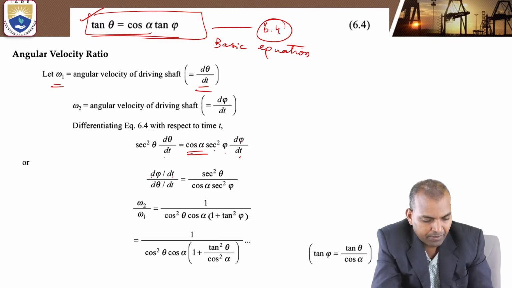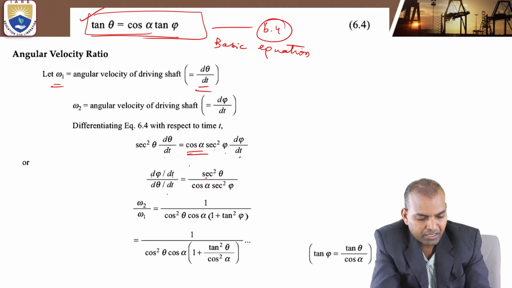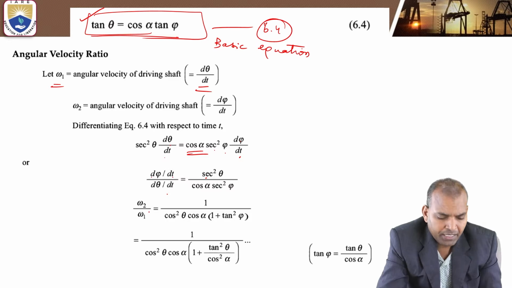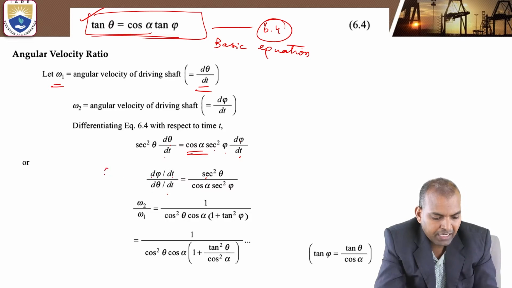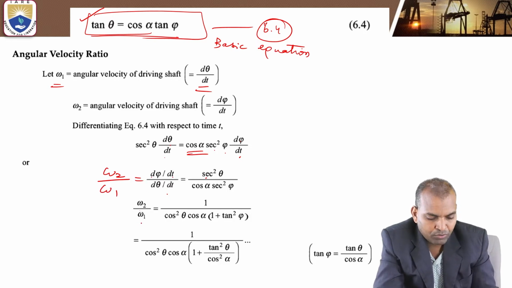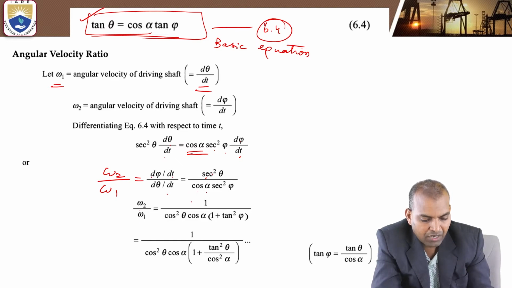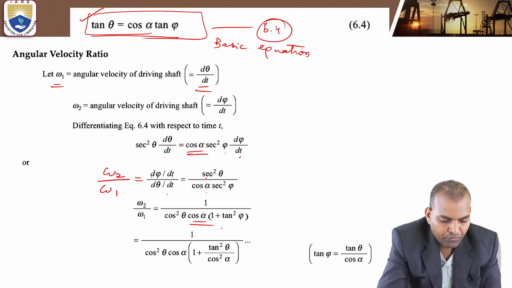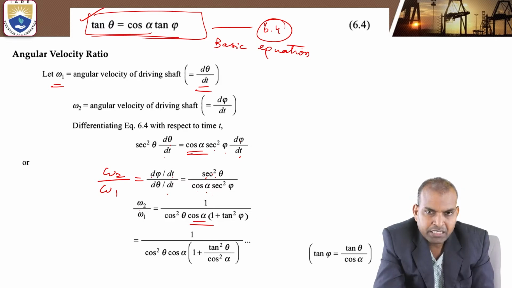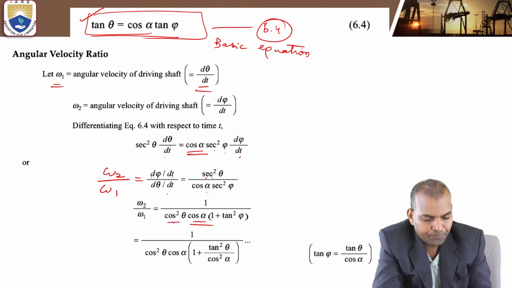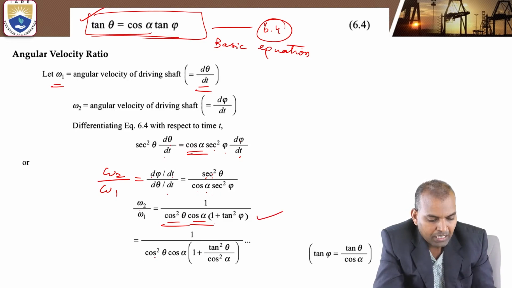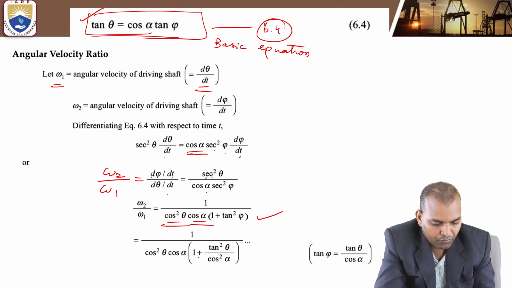Now d phi by dt by d theta by dt equals sec square theta by cos alpha sec square phi. This d phi by dt is the angular velocity of the driven shaft, and d theta by dt is the angular velocity of the driving shaft, that is, omega 2 by omega 1 equals sec square theta by cos alpha sec square phi. This cos alpha is the constant. Sec square theta means 1 by cos square theta, and sec square phi means 1 plus tan square phi. Then what will happen? 1 by cos square theta, cos alpha times 1 plus tan square phi.